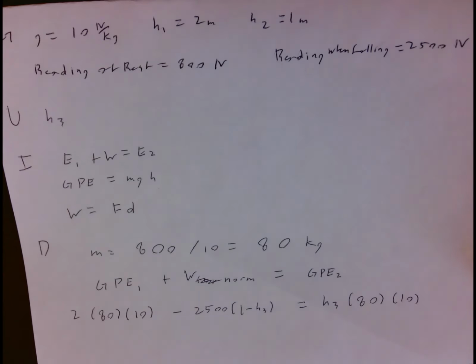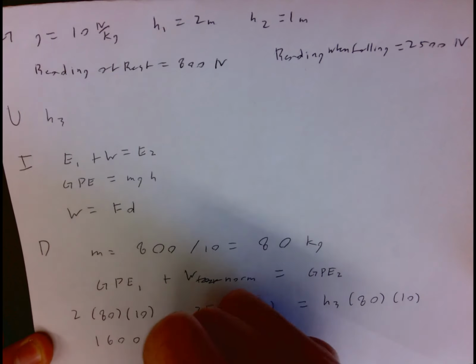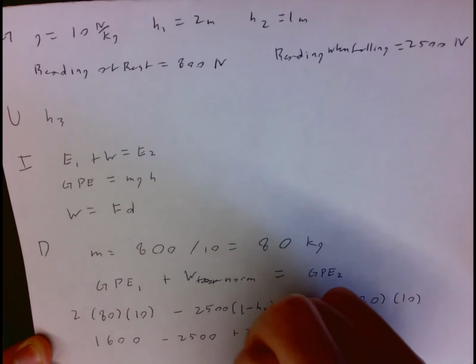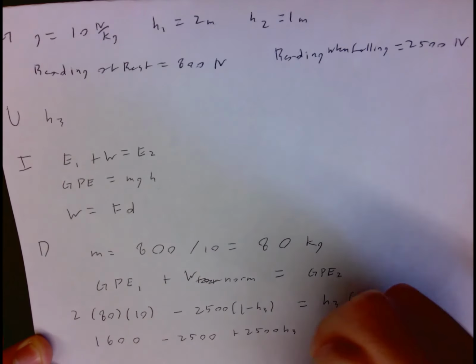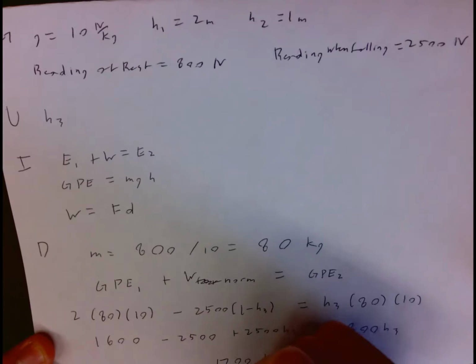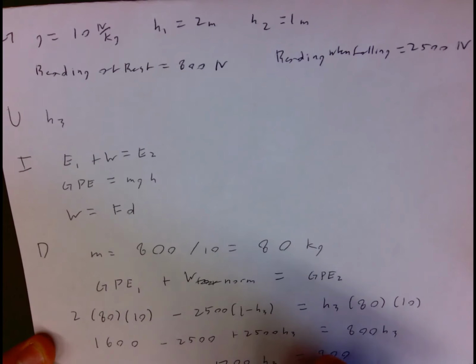And so, solving this out, we get that 1600 minus 2,500 plus 2,500 h3 is equal to 800 h3. That 1,700 h3 is equal to 900, and that h3 is equal to 0.53 meters.